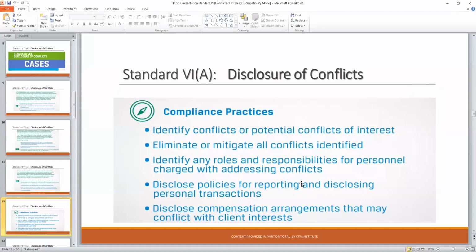Let's look at compliance practice as it relates to Standard 6A. Identify conflicts or potential conflicts of interest, eliminate or mitigate all conflicts identified, identify any roles and responsibility for personnel charged with addressing conflicts, disclose policies for reporting and disclosing personal transactions, disclose compensation arrangements that may conflict with clients' interests.